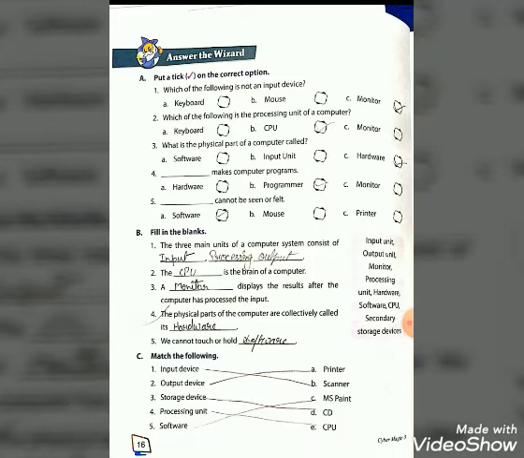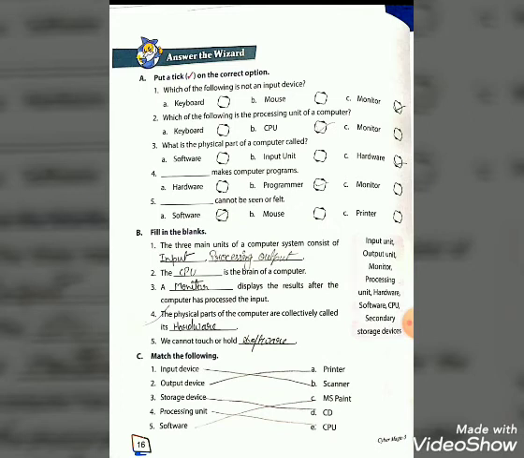Now, B. Fill in the blanks. Question 1. The three main units of a computer system consist of dash, dash and dash. Your answer is the three main units of a computer system consist of input, processing and output.